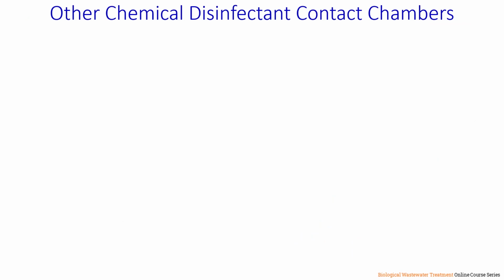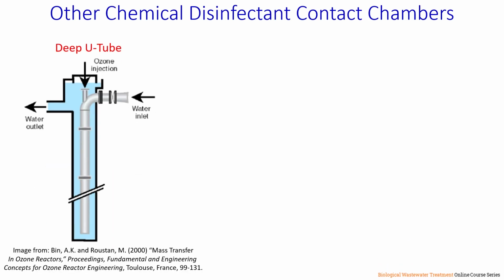There are other chemical disinfectant contact chambers that have been developed to yield this type of performance. For example, in the context of ozone disinfection, the deep U-tube was developed, and this is a reactor that performs very close to the plug flow condition. Also, because it involves ozone, it has the benefit of yielding a relatively high pressure at the bottom of the system, typically more than 10 meters deep, where we'll experience relatively high pressure, thereby promoting transfer of ozone from the gas phase to the liquid phase.